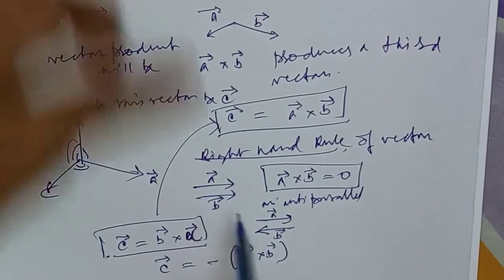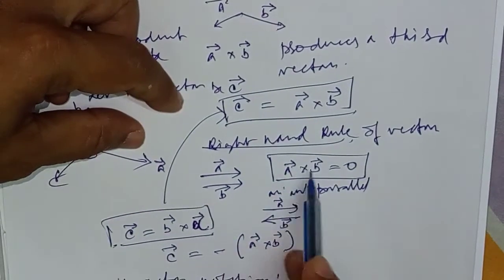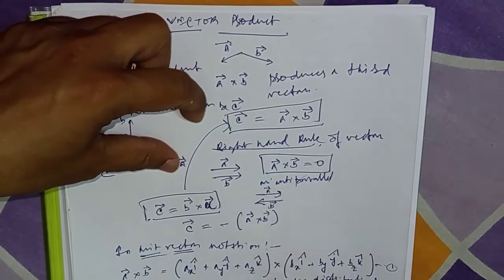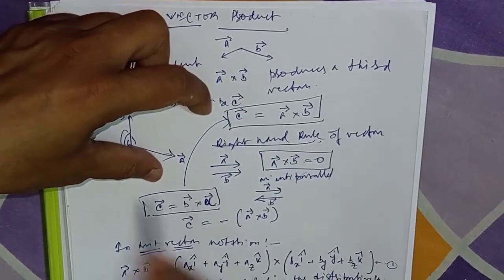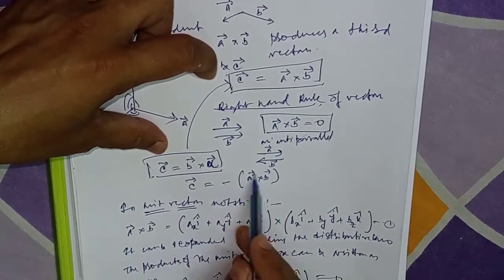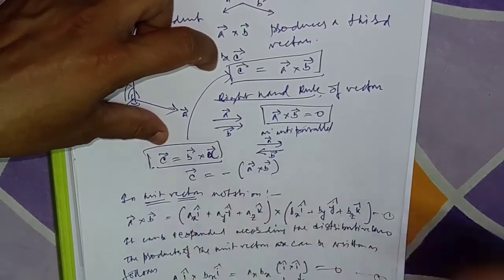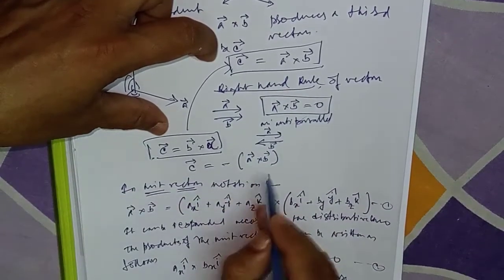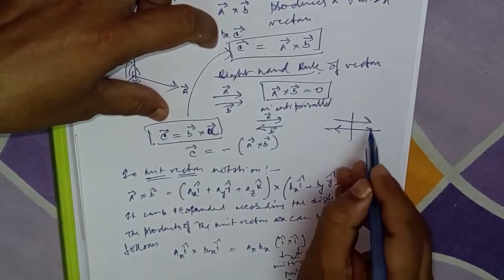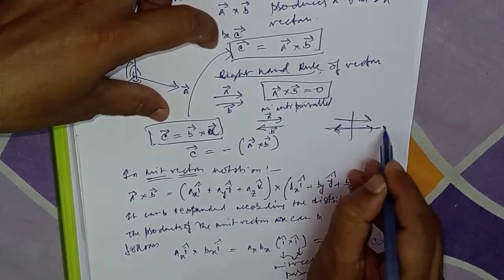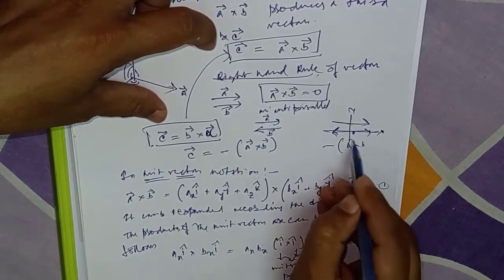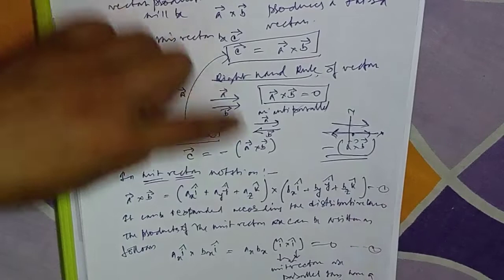Along with this, there are other points. If the A vector and B vector are parallel, it will be 0. If opposite, anti-parallel, it will also be 0. From this anti-commutative property, B cross A we get again A cross B with a negative sign, the left side approach of the vector B. So for this we get minus A cross B. I think you got it.